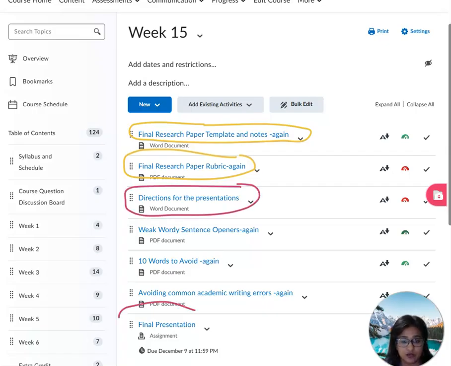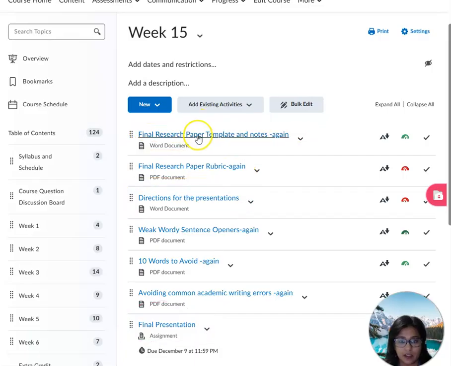Now, here is the drop box for the final presentation. The final presentation is nothing different from your final paper. Think about it as summarizing and presenting your final paper. That is what the final presentation is all about. The final presentation is 30 points. The paper is 170 points. So that makes it 200 points for your final assignment that is due.